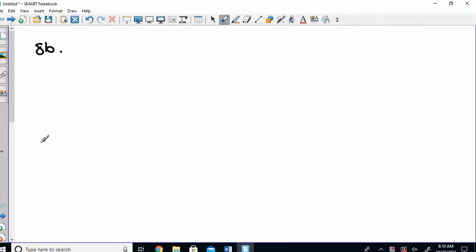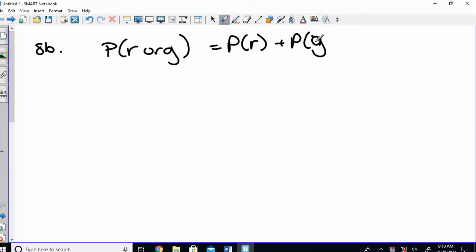So our first question was 8B. We were talking about a roulette wheel. We want the probability it falls into a red or a green. Alright, so if you're looking for your OR, that's probability of red plus the probability of green minus the probability of both red and green.